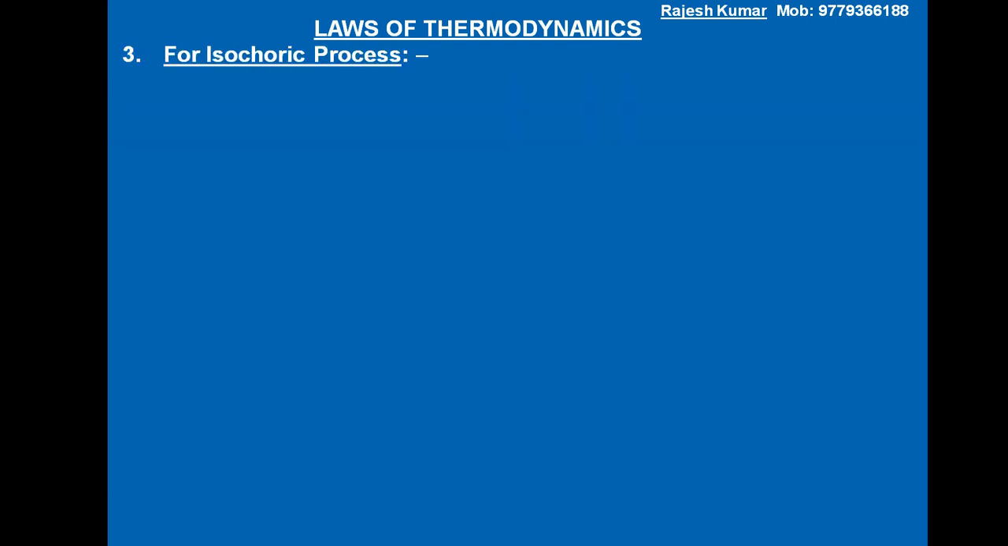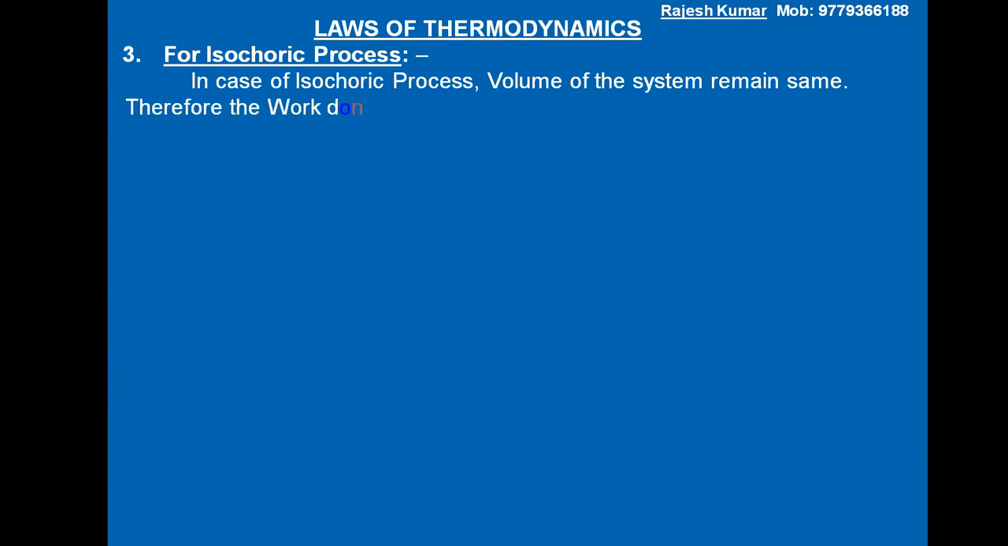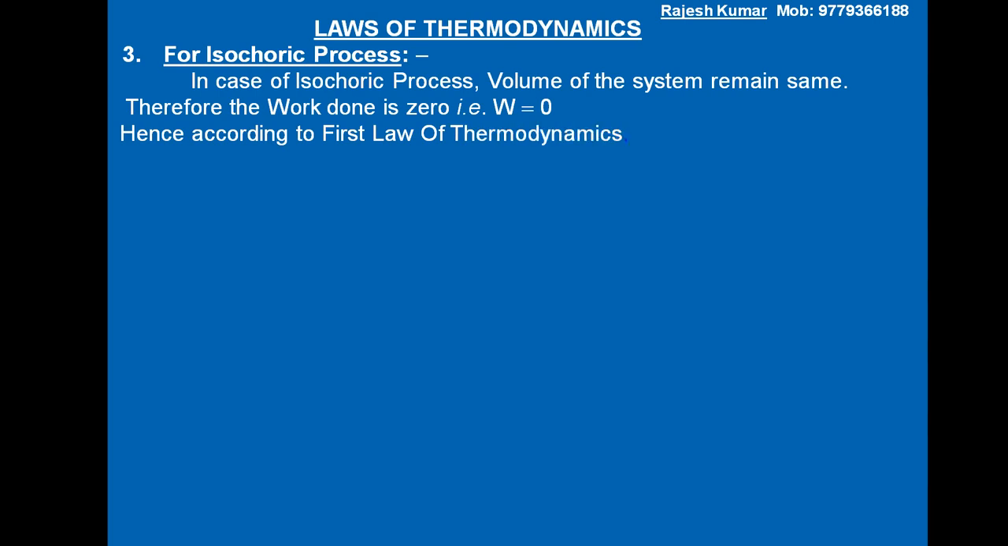Now third case, for isochoric process. In case of isochoric process, volume of the system remains the same. Therefore, the work done is 0, that is W is equal to 0 for isochoric process. Hence, according to first law of thermodynamics, delta Q is equal to delta U plus W, or delta Q is equal to delta U plus 0, or delta Q is equal to delta U.